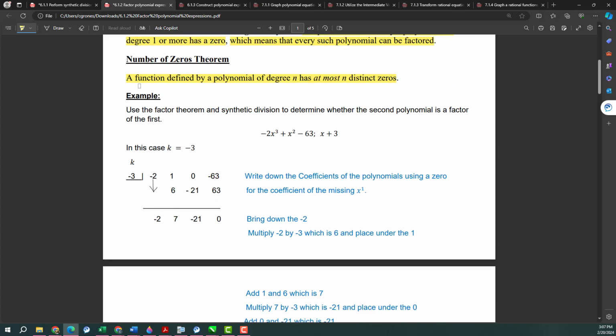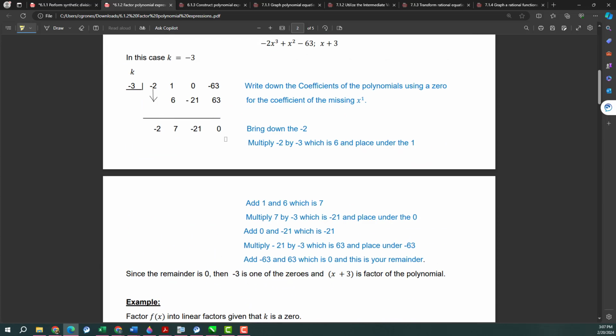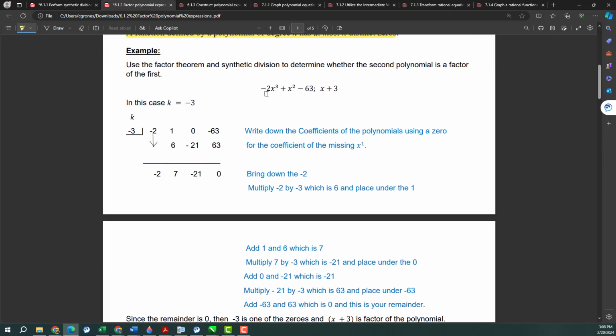And then here is an example. We're going to use the factor theorem and synthetic division to determine whether the second polynomial is a factor of the first. So we do synthetic division for this. We have -2, 1, 0 because there is no x, and then we have -63. So we're going to bring our -2 down.